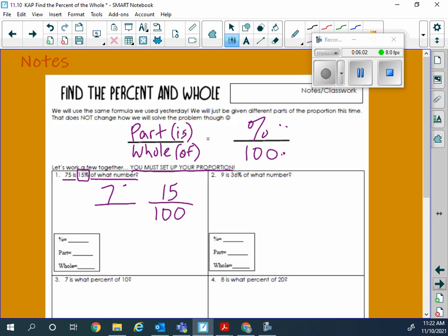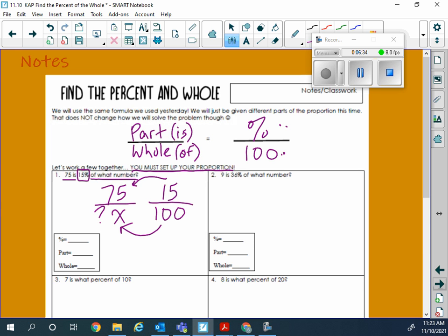On the part. Of what number? So what am I going to put right here? Do I know what this is? No. So I'm either going to put a question mark here, or I'm going to put an X, because it's a variable, and I'm going to solve for that. It's an unknown. Or you can put a box, something that shows that's what you're looking for. Okay? All right. Now, like we talked about yesterday, go from what you know to what you don't know.